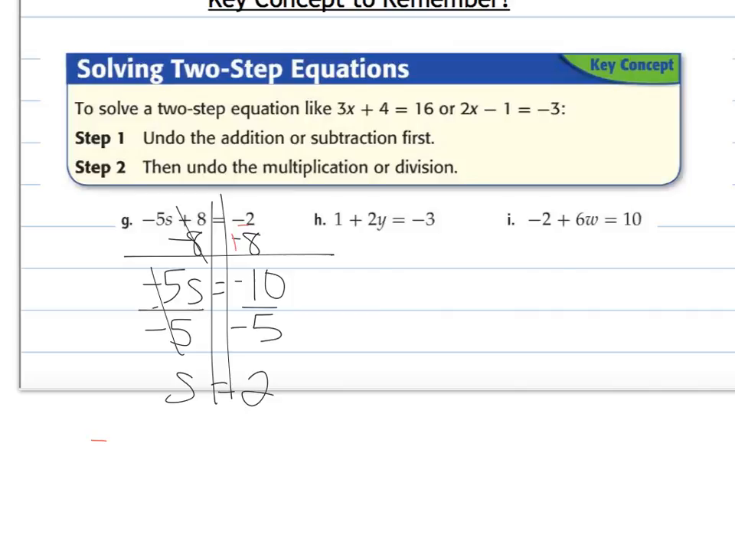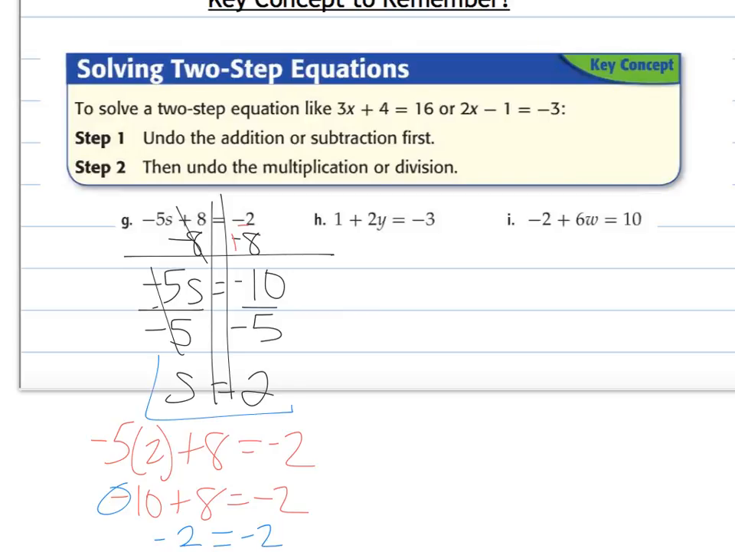Plug it in to check. -5 times 2 plus 8 should equal -2. -10 plus 8 should equal -2. More negatives than positives. 10 is 2 more than 8, so it works.